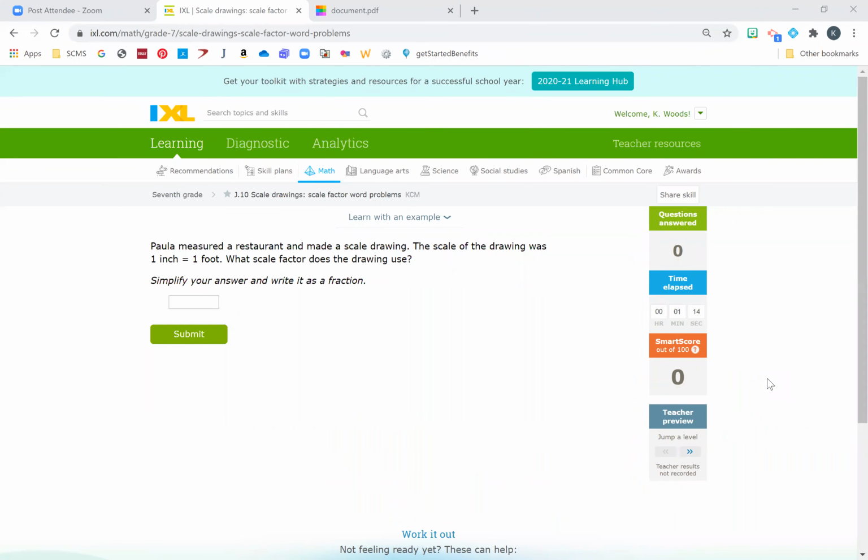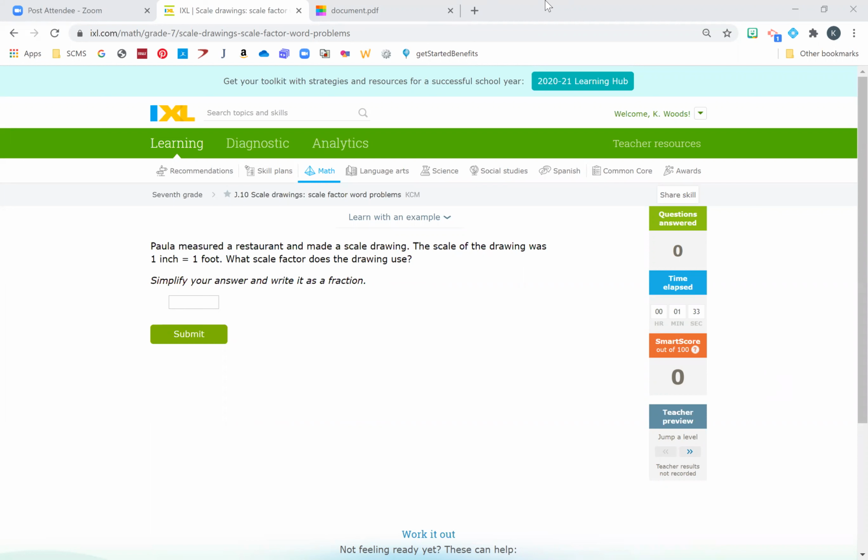Hello, everybody. Today we're going to be learning about scale drawings, and we're going to be looking at scale factor. For this lesson, you're going to need to either be able to Google unit conversions, or we have posted a little cheat sheet for you that you can use to look up your unit conversions.